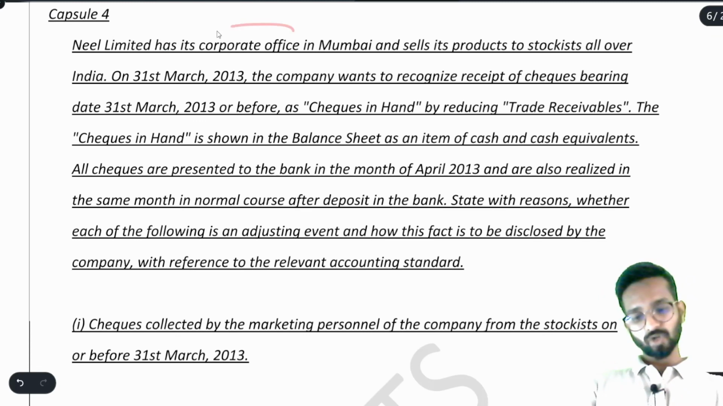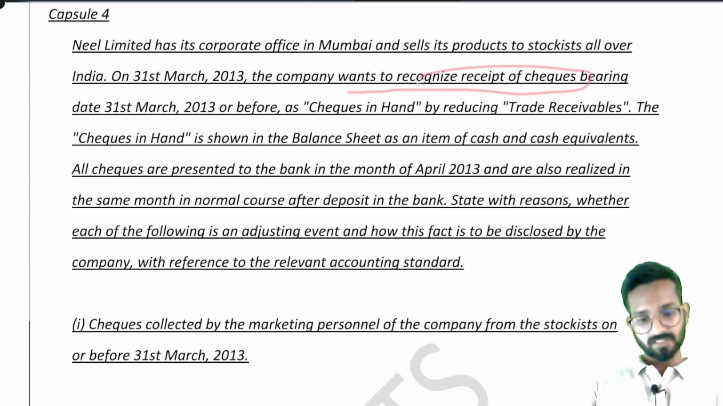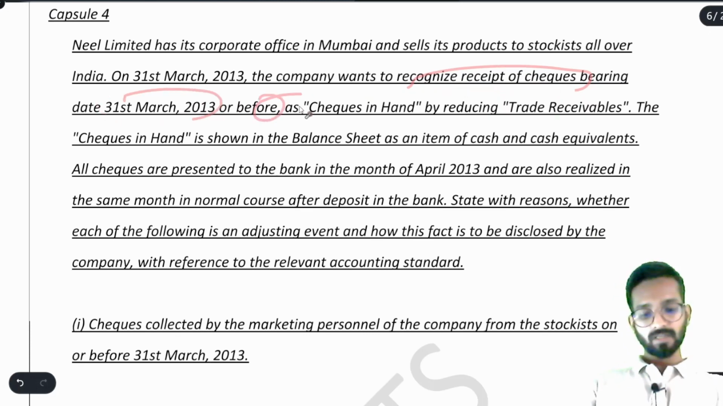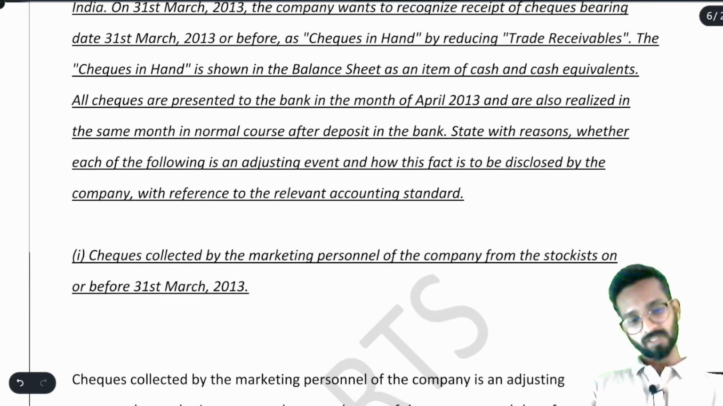Neil Limited has its corporate office in Mumbai. Okay. It sells its products to stockists all over India. Very good. On 31st March 2013, what is happening? They are saying the company wants to recognize receipt of cheques bearing date 31st March 13 or before as cheques in hand by reducing trade receivable. So see what they are saying. First understand the first statement.